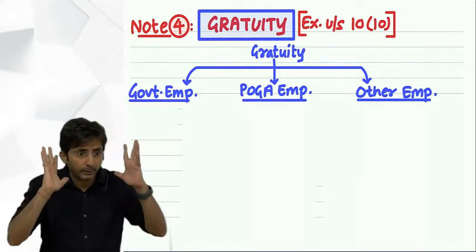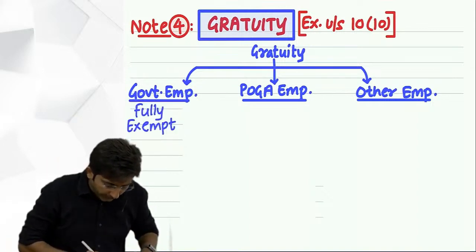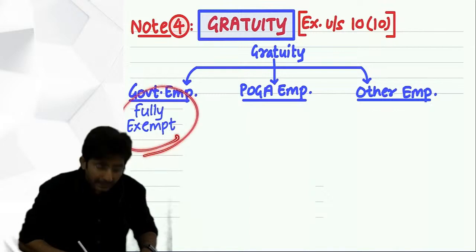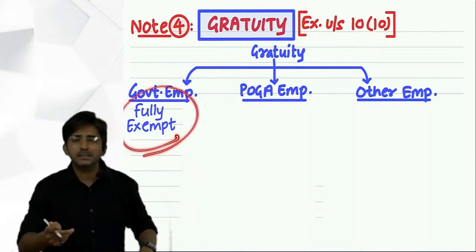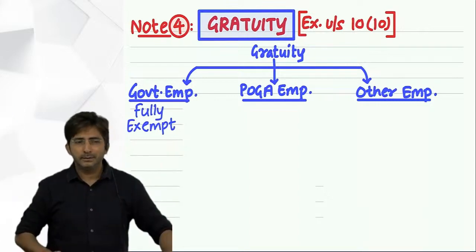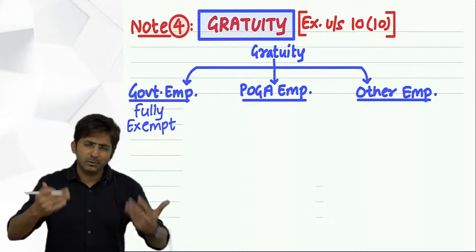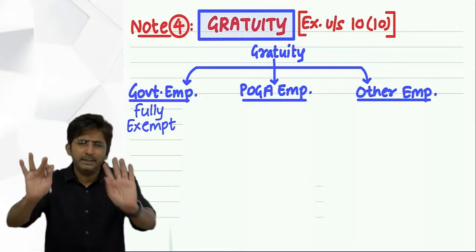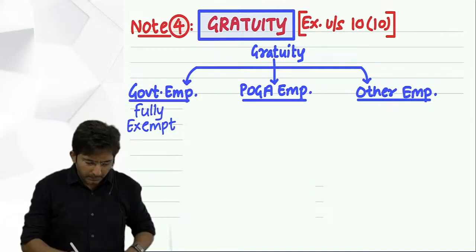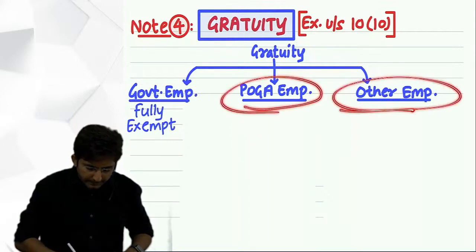Understand the fundamental, okay? So the conclusion is what? If a government employee has received gratuity, you should understand that a government employee will never get abnormal amounts. They will get a reasonable amount only. So government also says, okay, it's fully exempt. But here it will not be fully exempt because these two are private sector employees.